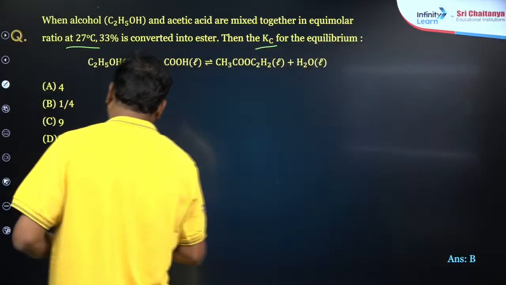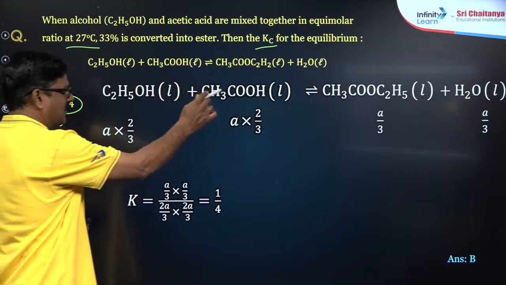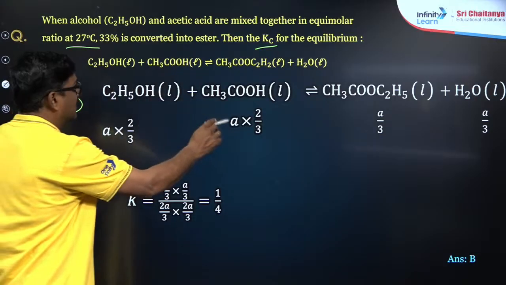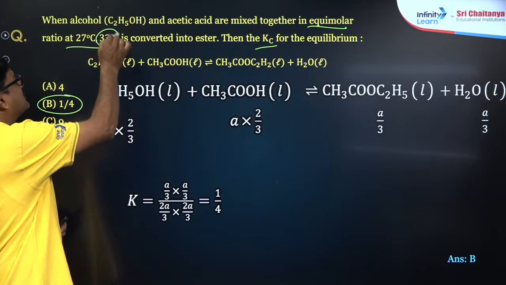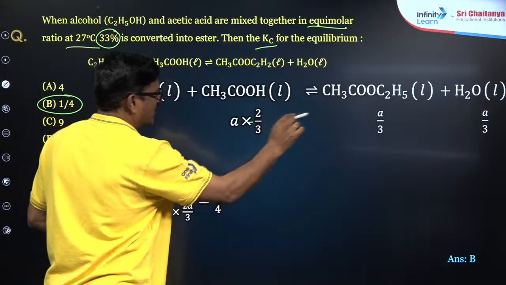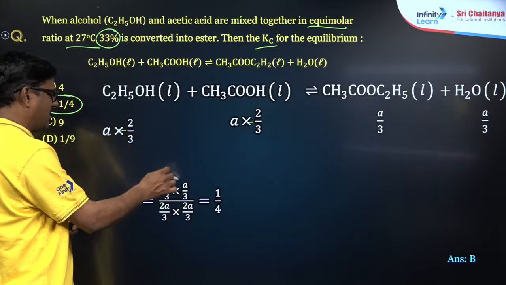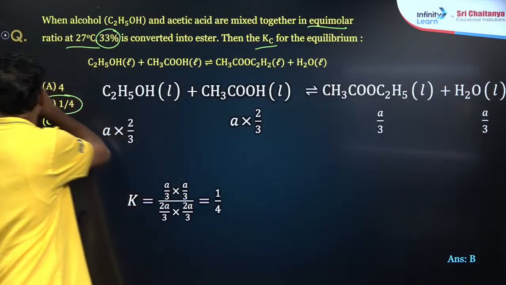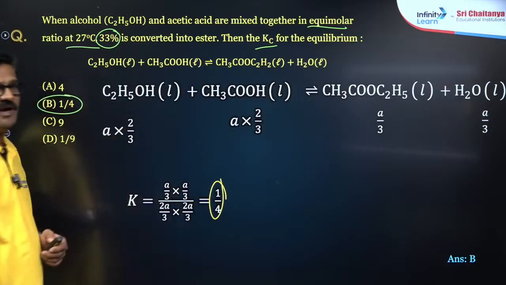Now in this case, you can say it is going to be 1 by 4 is the answer. How is it going to be 1 by 4? This alcohol reacts with an acid to give ester and water. Initially A moles are there, equal amounts are mixed, equimolar. Only 33% is used. 33% means it is going to be A minus 2 by 3, A minus 2 by 3, and A by 3 and A by 3. Put that, it is going to be A by 3 upon 2A by 3 into 2A by 3. This is the leftover. On solving, A cancels out and you are going to get 1 by 4. Option B is the correct answer.